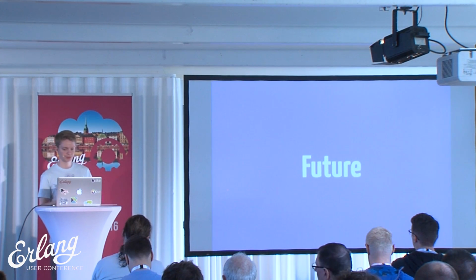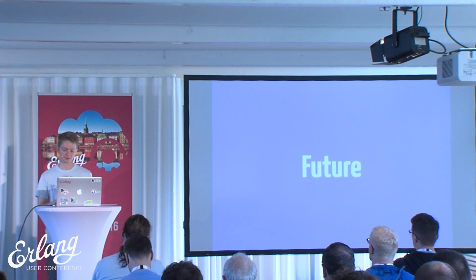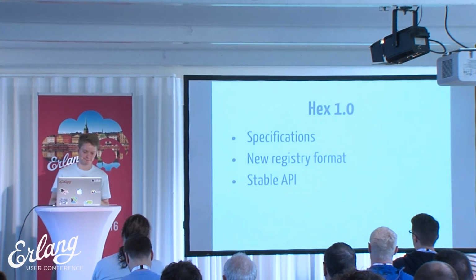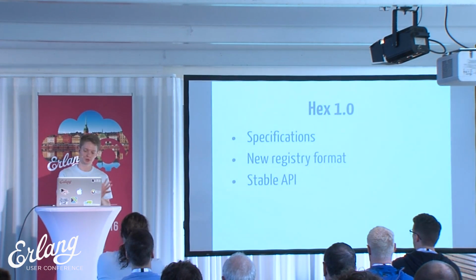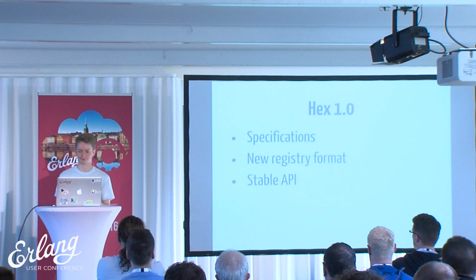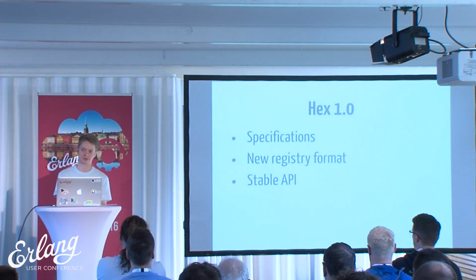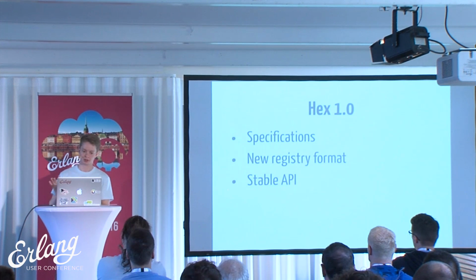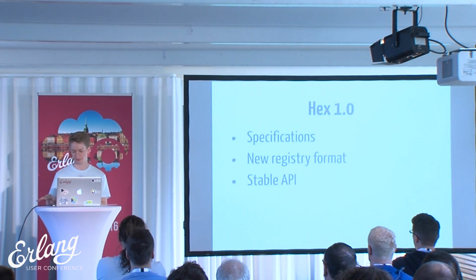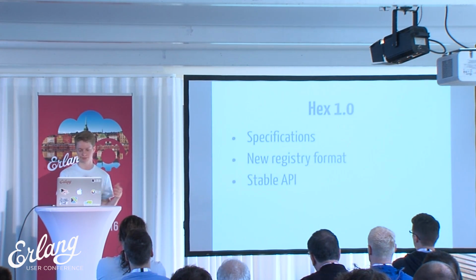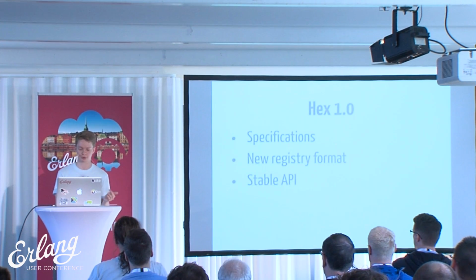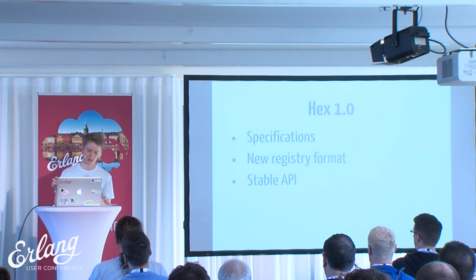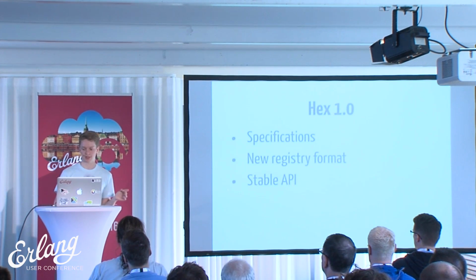Before we end the talk, let's quickly talk about the future of Hex. We have not yet reached 1.0, where we have a stable API. What's needed for that is we need to make sure that the specifications are stable. I feel that's pretty close right now, and the HTTP API needs to be stable, which is part of the specifications. We also need to fully implement the new registry format, which I'm going to talk about next, and make sure that we are happy with that.